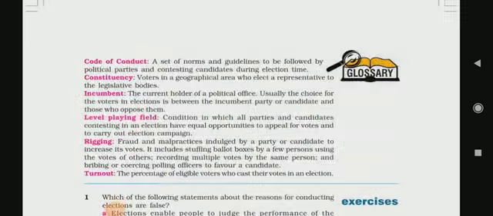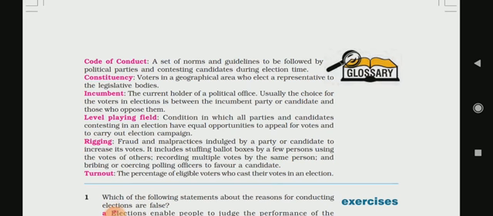So code of conduct is called, like in Hindi, Achar Sanhita, a set of norms, a set of guidelines to be followed by the political parties and contesting candidates during election time. Okay, during the election time.